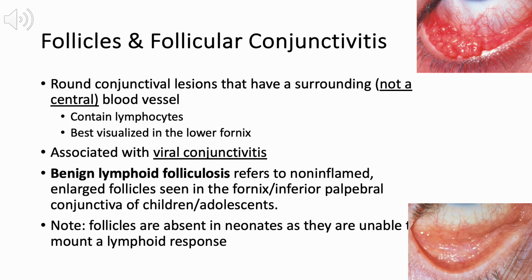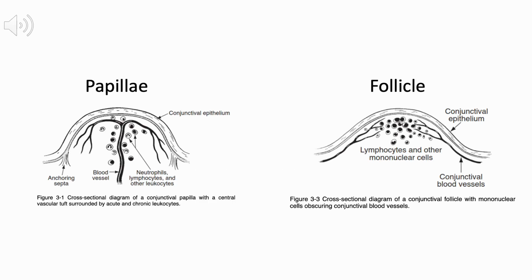A special variant, benign lymphoid folliculosis, refers to non-inflamed, enlarged follicles commonly found in the inferior conjunctiva of children and adolescents. Importantly, follicles are absent in neonates, as their immune system is not yet mature enough to mount a lymphoid response. This is a figure that depicts the differences between papillae and follicles.